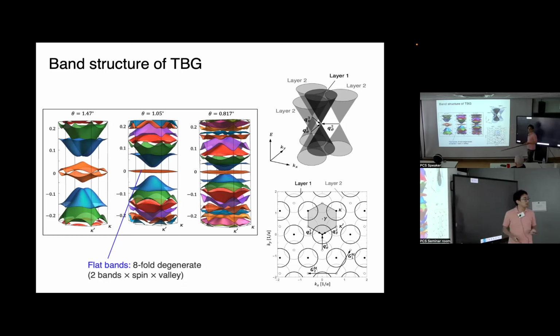What is on the y-axis? Is it electron volts? Okay, so electron volts. Okay. Yeah.